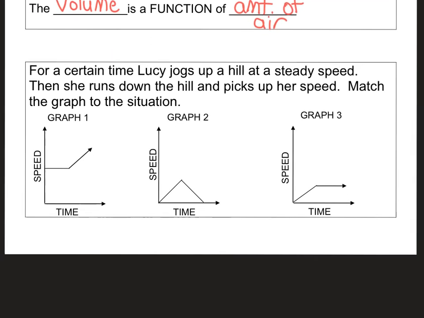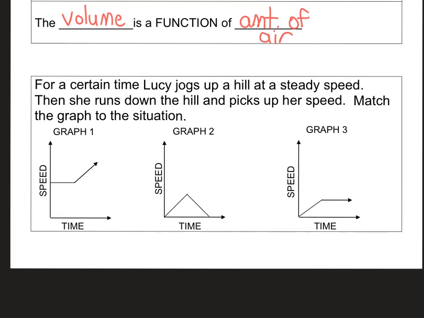All right, and then we've got one last question where we're going to interpret some graphs here. We have, for a certain time, Lucy jogs uphill at a steady speed, then she runs down the hill and picks up her speed. Match the graph to the situation. So we have to think about what's happening. She's running uphill at a steady speed, which means at the same constant speed. And then she runs downhill and she gets faster. So notice that this is a time versus speed graph.